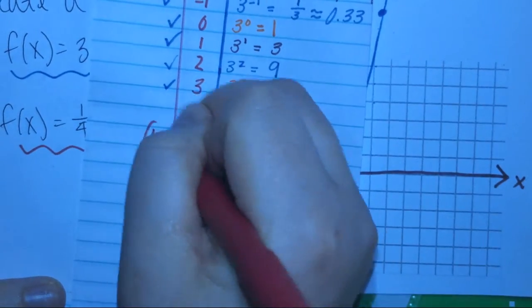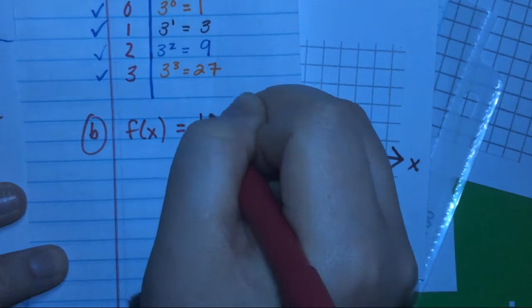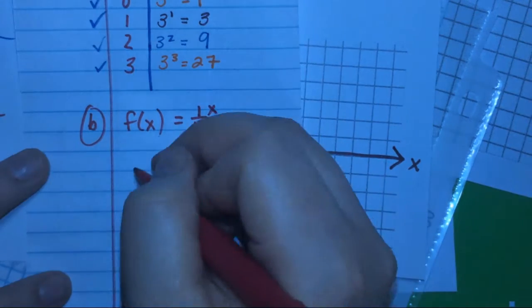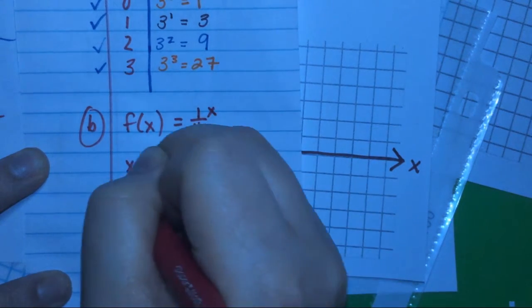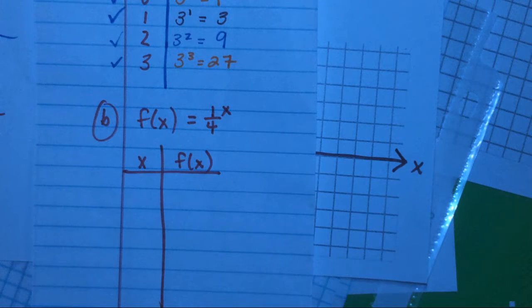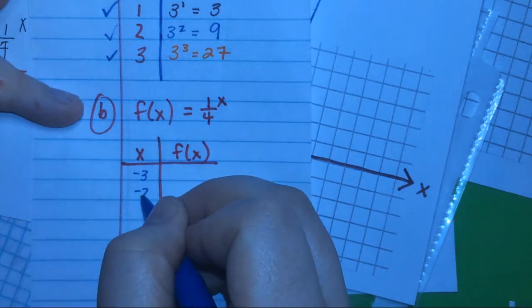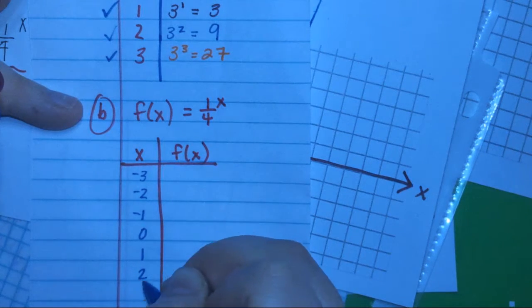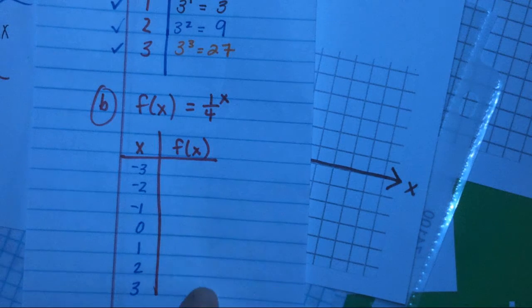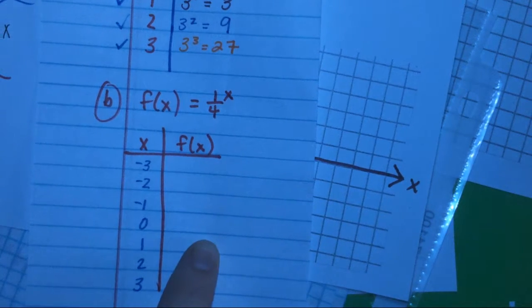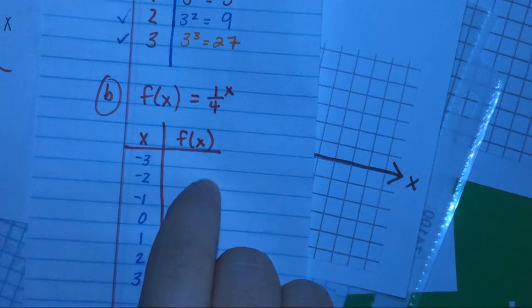Okay, so B says f of x equals 1/4 to the x. So I need another table. I'm going to use the exact same values: -3, -2, -1, 0, 1, 2, 3. Since it's decay, I need it to start dying, meaning I need it to start getting closer and closer to 0. With the others, it was with the negatives that we were closer and closer to 0.